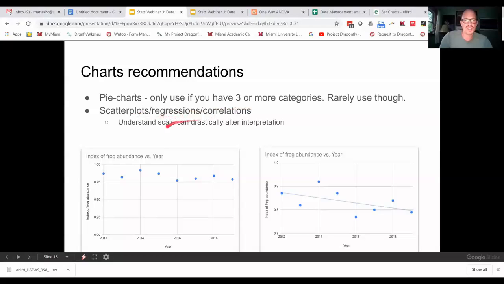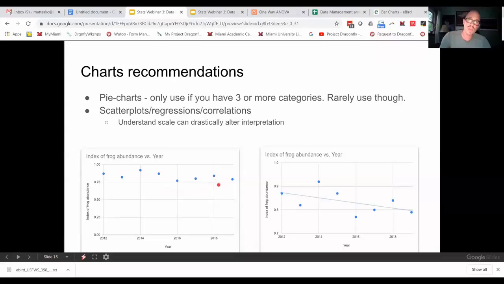Scatter plots, regressions, and correlations. Be careful because of the scale. These two are actually the exact same data that you're seeing here on the left versus right. If you look just at the right panel, you would say, wow, frogs are declining and it looks significant. And if you looked at the left data, because of the way the scaling is set up, it looks more like a flat line. So I say that to be careful when you see things in the media and you are trying to interpret graphs.